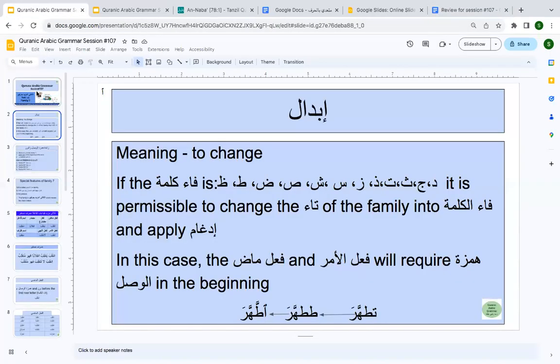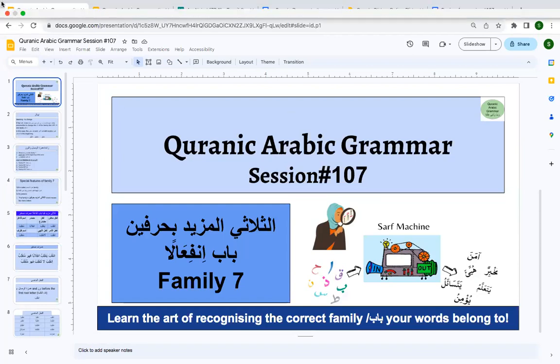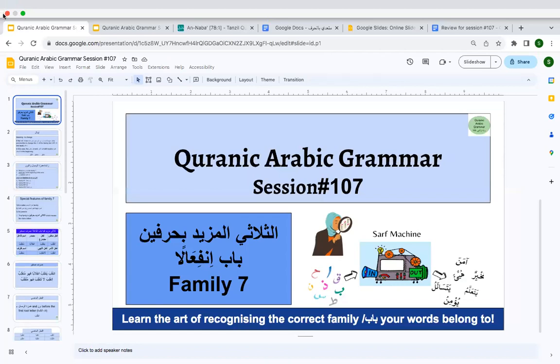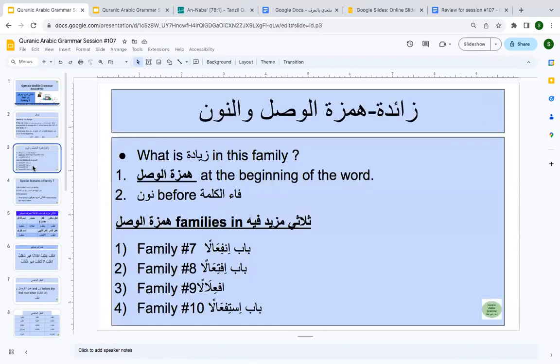And now let's learn family number 7. Are we all ready for family number 7? Type 1 if you are. Alhamdulillah. So family number 7 is called Bab Infialan. What's the name for this Bab? Infialan.